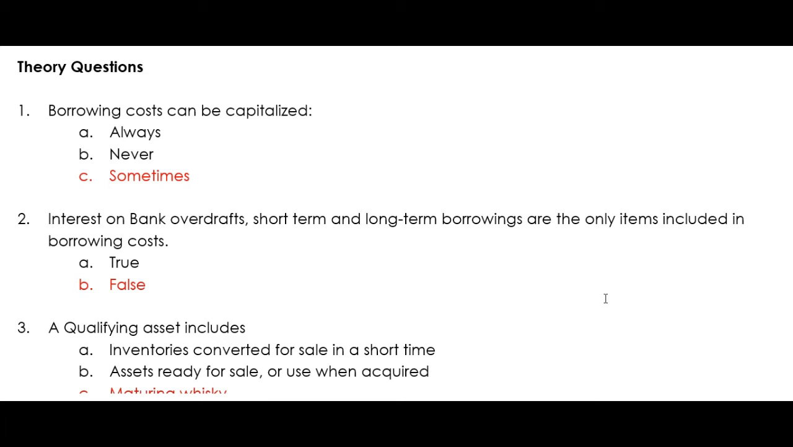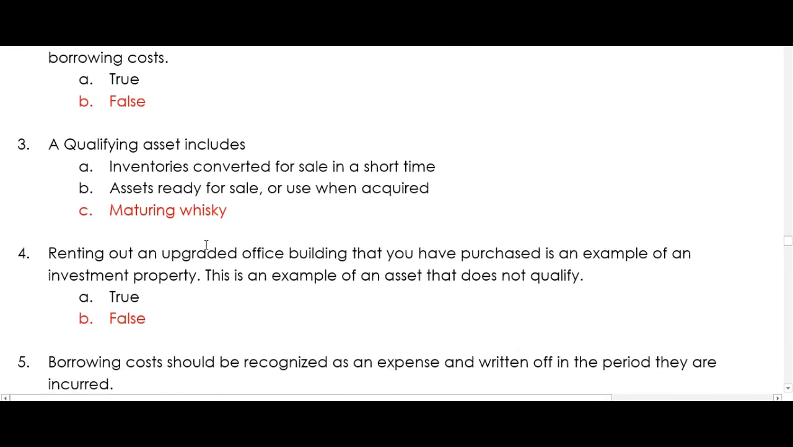Pangalawa, interest on bank overdraft, short-term and long-term borrowings are the only items included in borrowing cost. Of course, alam mo na yan, the answer is false. Bakit siya false? Kasi, di ba, pwedeng kasama dyan yung mga other types of borrowings like sa finance lease, and it also considers all exchange rate differences relating to your foreign borrowings. So the answer there is false kasi madaming pwedeng panggalingan ang ating borrowing cost.